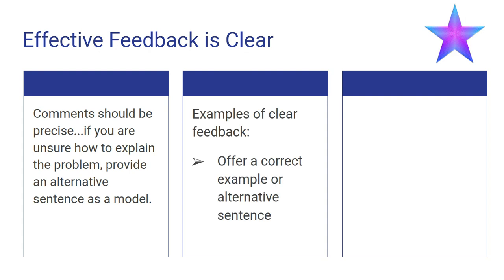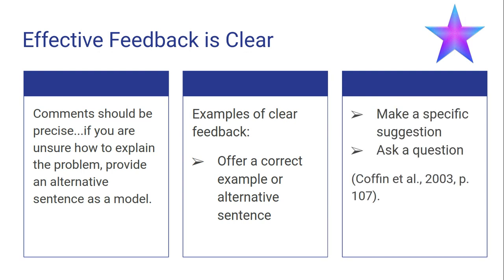So these are 3 examples of clear feedback, right? So first we have offering a correct example or an alternative sentence or part of a sentence. A second type of clear feedback is to make a specific suggestion, such as break this into 2 sentences. A third type of clear feedback would be to ask a question, such as, why are you using a comma here?